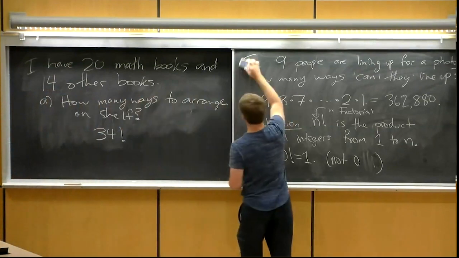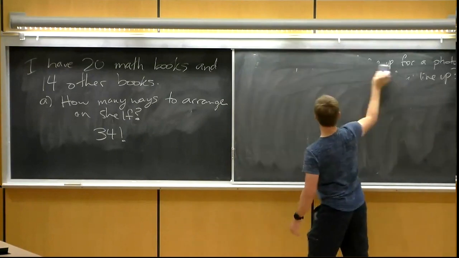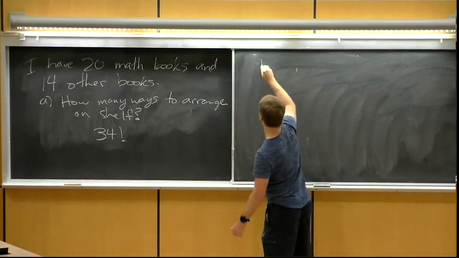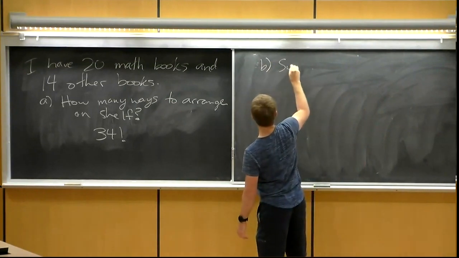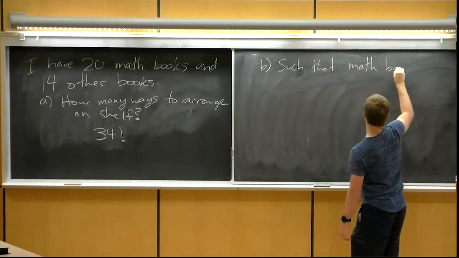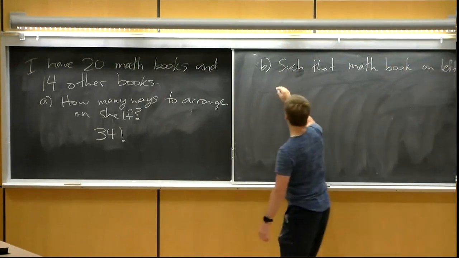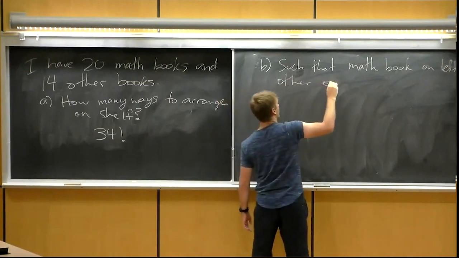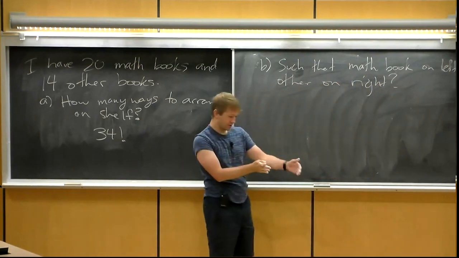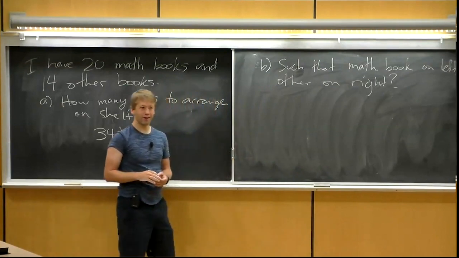What if I say, how many ways can I do it such that all the math books are on the left, and all the other books are on the right? I just mean put all the math books first, all the other books after that. Any thoughts about that?